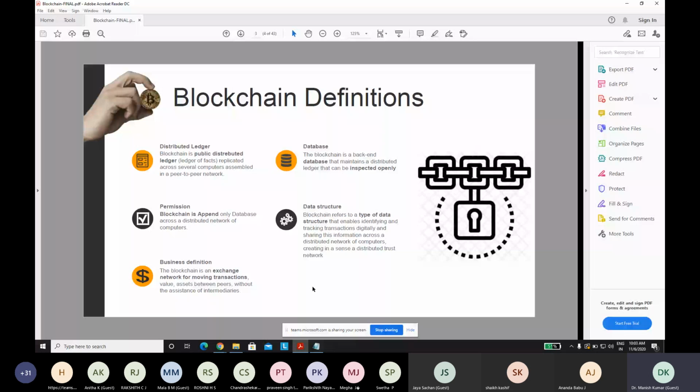So what are you actually doing? Whatever transactions you are doing, that information you are storing in one ledger, which is shared among all the people. So what is a newspaper? A newspaper has millions of copies. Now it has been distributed to so many people.